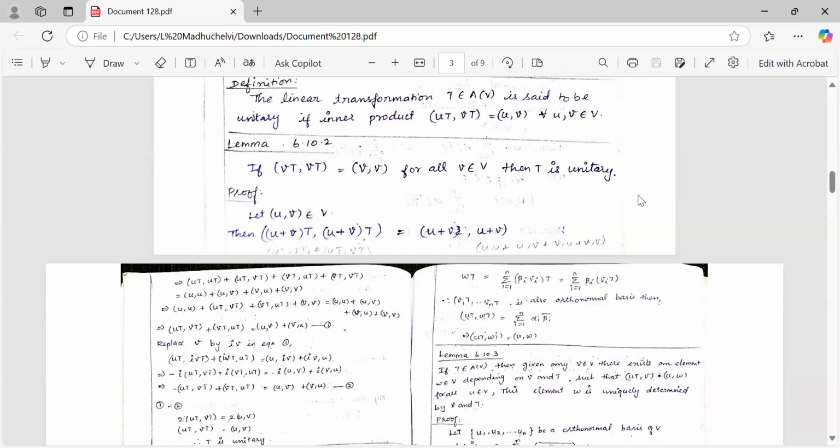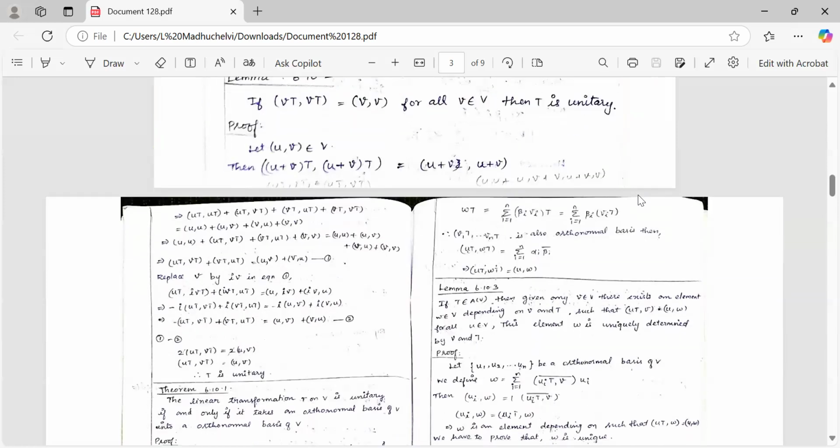Let us see another lemma. If the inner product (Vt, Vt) equals the inner product (V, V) for all V belonging to V, then T is unitary. So it is the necessary condition for the linear transformation to be unitary. Proof: let U, V belong to V.